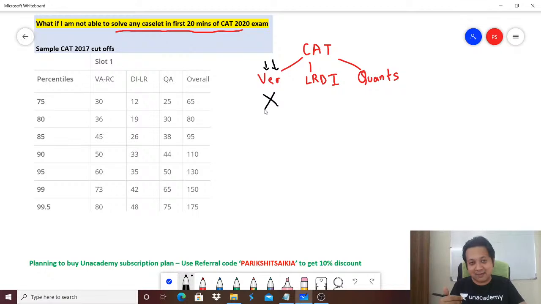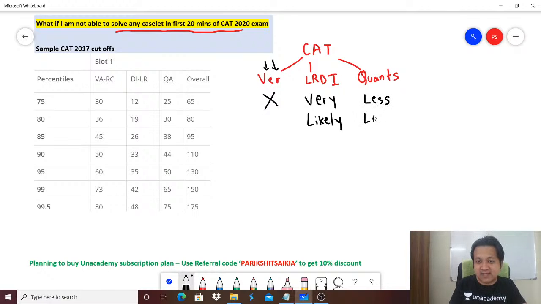Okay. LRDI, can it occur? Very likely. If this scenario were to occur, it would probably occur here. Very, very likely. Quants, can it occur? I wouldn't say it would occur, but is it impossible to occur in Quants? No. It is less likely, I admit that, but definitely can occur in Quants as well, and very likely in LRDI. First 20 minutes are gone and you are not able to solve a single set. So in this particular session, the next 15 minutes, I am going to focus on the LRDI section, okay?